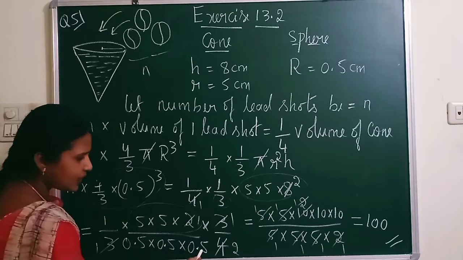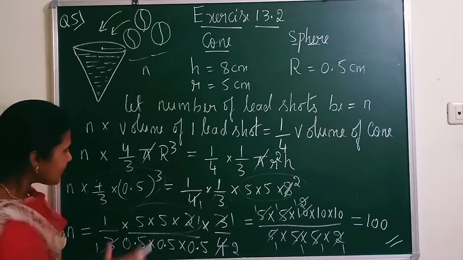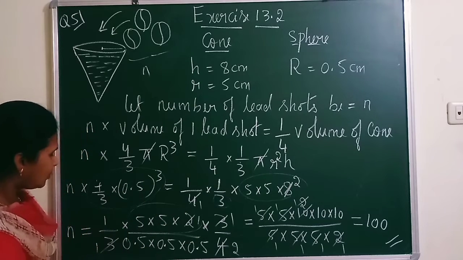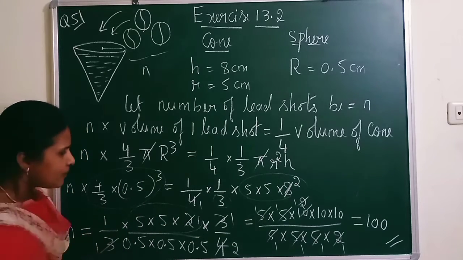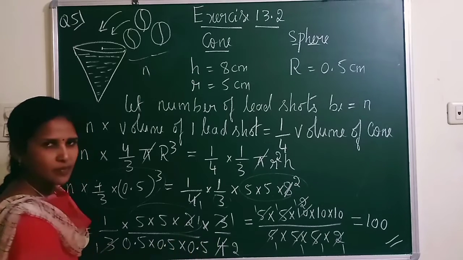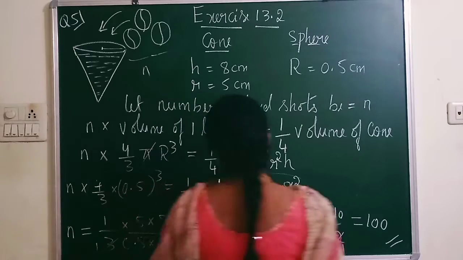0.5 into 0.5 into 0.5. So what I did, I sent the left hand side terms to right hand side. Now anything can be cancelled. Once you check, 3 ones are 3, 2 ones are 2 twos cancel. Now remaining whatever you have, take it again.